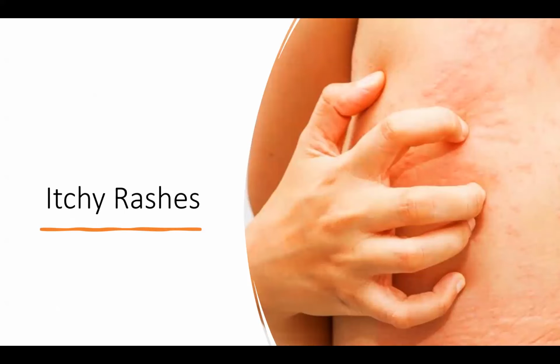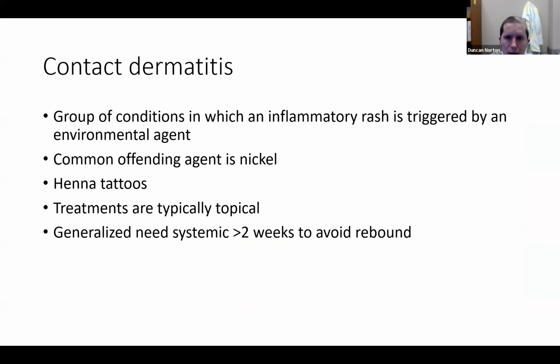All right. Any other questions before we move on? All right, let's do this. So we're going to talk about contact dermatitis first. These are typically a group of conditions that create an inflammatory response due to an environmental agent. Ones that you are going to typically see in clinic is a nickel allergy. What's becoming more and more popular, especially in the private world, is contact dermatitis due to henna tattoos. These are typically going to be seen in your adolescent populations.